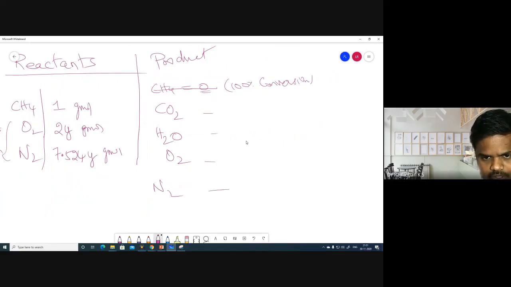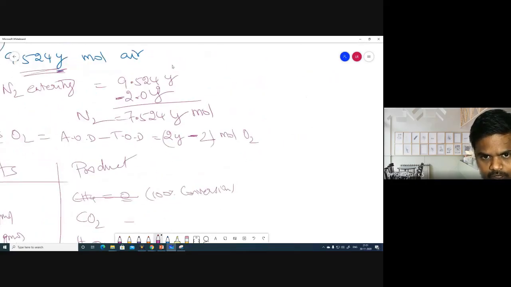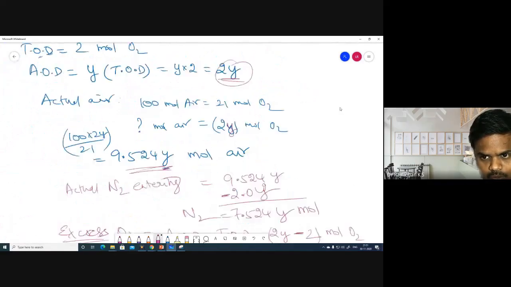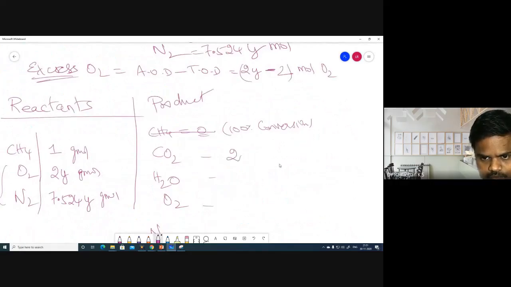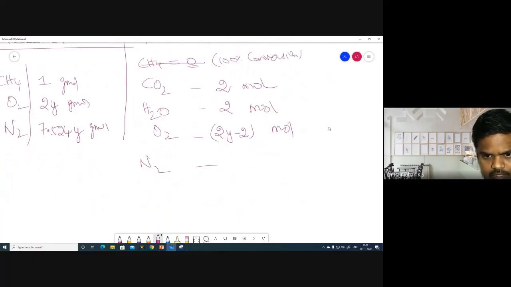So how many moles of each? For CO2 we know directly: 2 moles of CO2 and 2 moles of water. The excess oxygen is 2y minus 2 moles of oxygen. And whatever nitrogen has entered will be inert, so it is also present in the products.